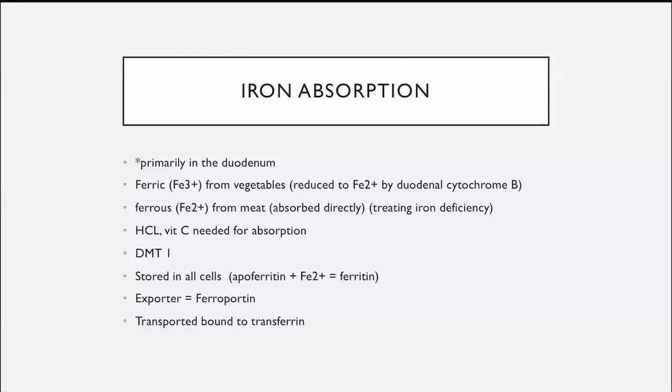So, iron absorption. This occurs primarily in the duodenum. You ingest two forms of iron. You have ferric iron from vegetables, and you have ferrous iron from meat. Through your cells, you have to reduce the ferric, Fe3+, to the ferrous, Fe2+. And for this you need HCl and vitamin C.